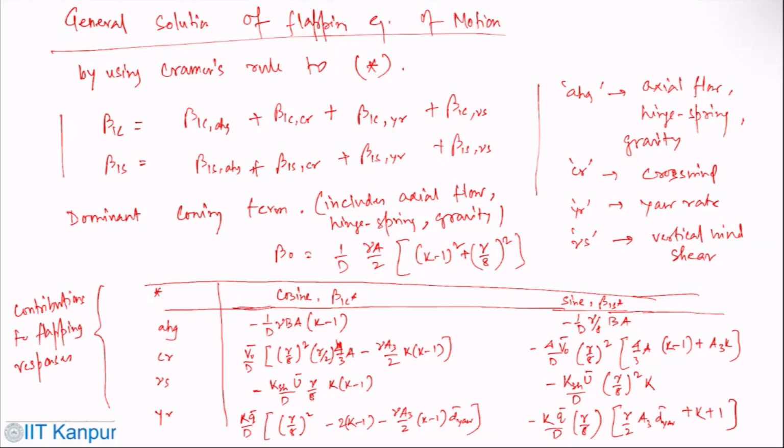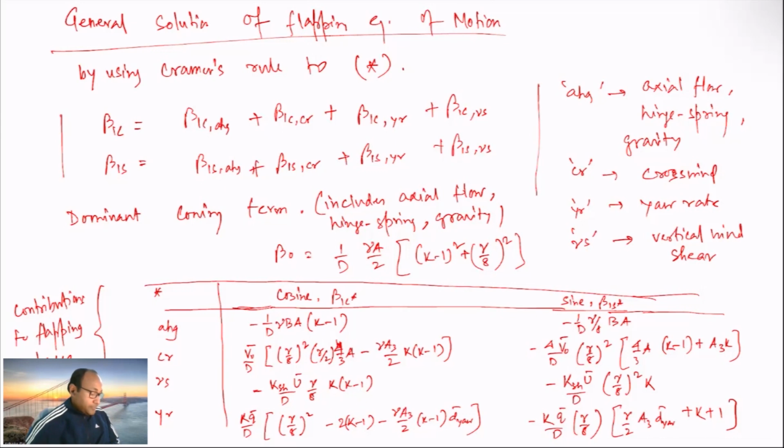So these are all cosine and sine terms which are summarized. What you can see is that once we talk about the general solution, one can use the matrix, find the determinant, and get the complete solution, but it would be good to express this flapping angle in terms of different contributions. And these are the cosine and sine. So this is something quite interesting too.